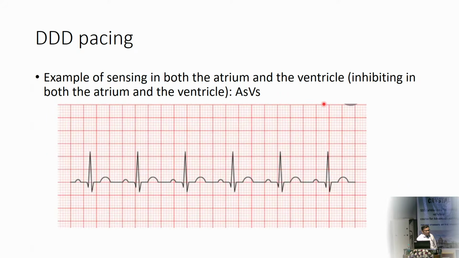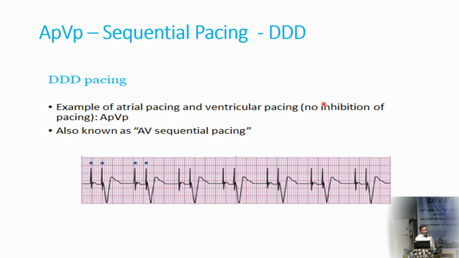Whereas DDD pacing, this is what the ECG represents: A sense, V sense. And as I told you, if the patient is not dependent, you can see on the ECG that you will not see any spike. But of course, you need to understand this patient has a pacemaker, but the intention is to minimize the pacing. Where you don't need to pace, you don't pace. That's what he's trying to tell you.